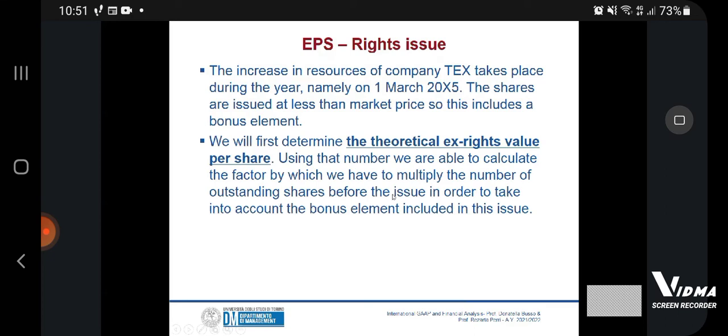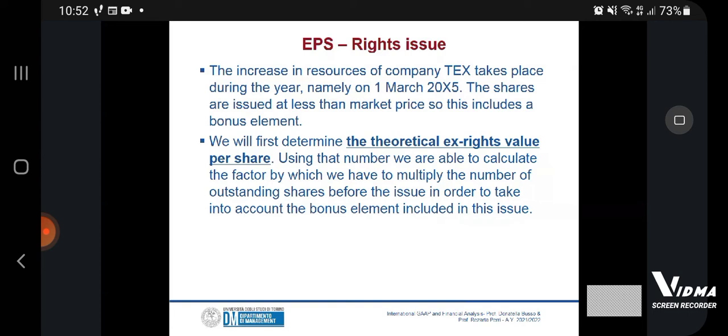First, what we have to do is calculate and determine this assumed price, or what we know through the terminology of this accounting standard as the theoretical ex-rights value per share. Using that number, we are able to calculate later the multiplying factor. And the multiplying factor will allow us to calculate an accurate and correct number of weighted average shares in issue or outstanding, okay? So the first step is to calculate the theoretical ex price, or the assumed price.